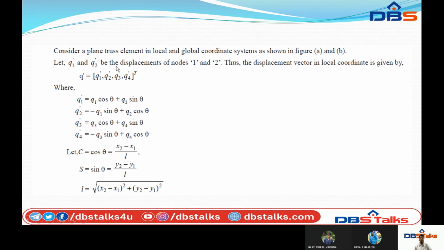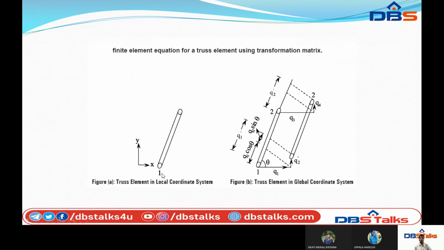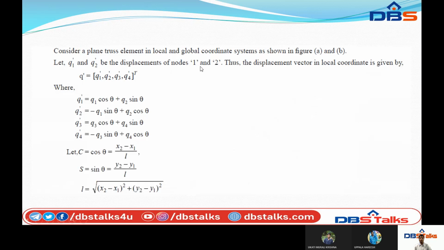Let Q1 dash, Q2 dash be the displacements of nodes 1 and 2 in the local coordinate system. Thus, the displacement vector in local coordinates is given by Q dash equal to Q1 dash, Q2 dash, Q3 dash, Q4 dash transpose.